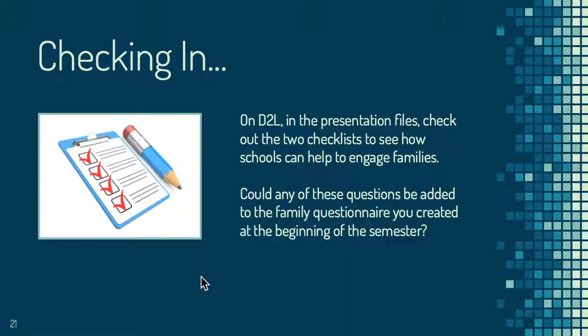Another way that we can look at engagement is really just looking at the program and the families. And so I want you to go to D2L, and in our presentation files, there are 2 different kinds of checklists. The first is a checklist that a school can give a family to really get to know them more and see how they can engage them better. And the second is a checklist that a school can do on themselves to see how they're doing in meeting families' needs. Check these out and just think about in the back of your head, how could these have been applied to my family questionnaire that we created at the very beginning of the semester? Would you add any of these ideas into your own questionnaire?